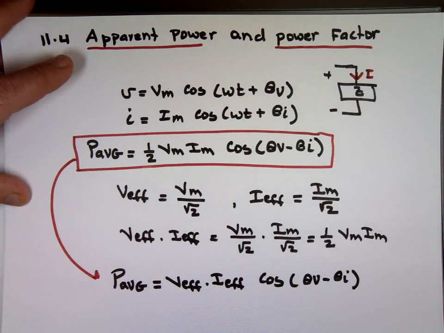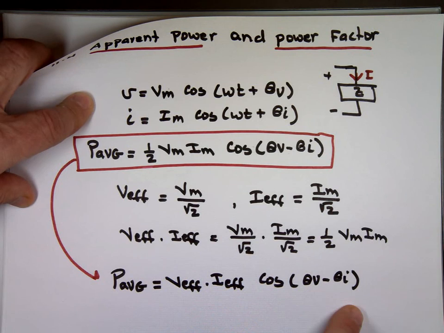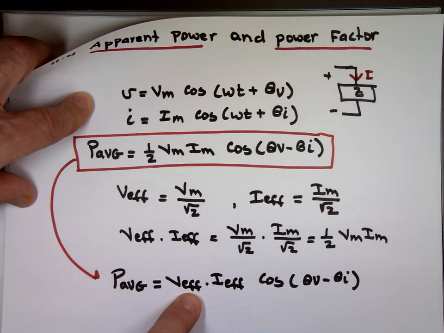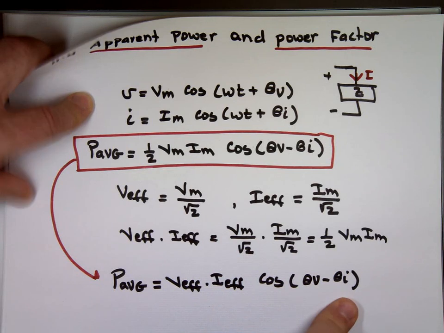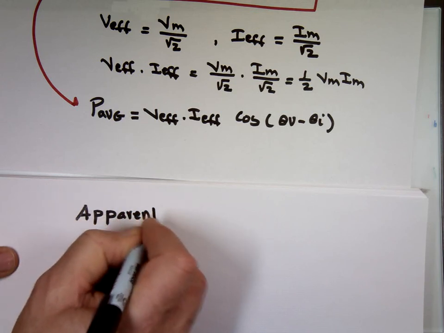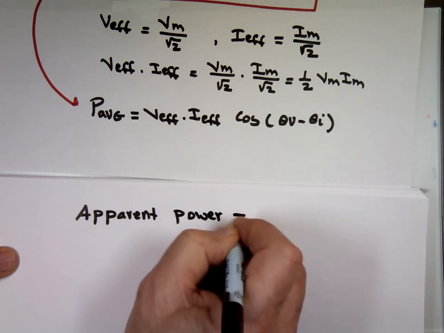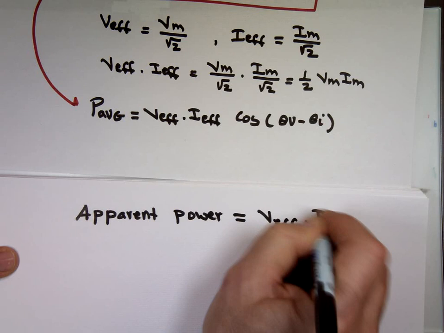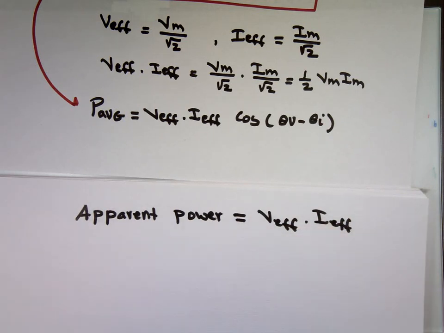So ideally, that's what you like to have. You like to have your house where there is no difference in theta V minus theta I. That means you're getting everything the company is sending to you. Your average power is going to be the maximum value, V effective times I effective. There is no difference in the two voltages here. So that's what the apparent power is. Apparent power is equal to V effective times I effective, which is still equal to 1/2 V max I max. Correct. Yep.